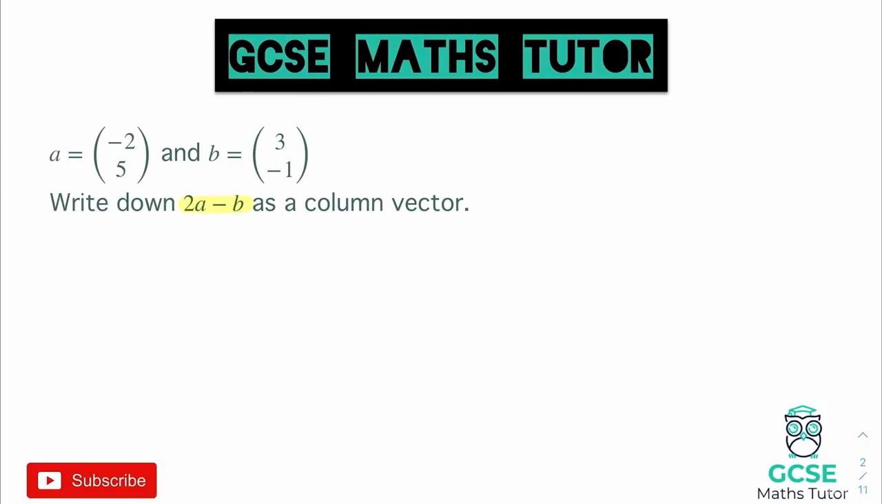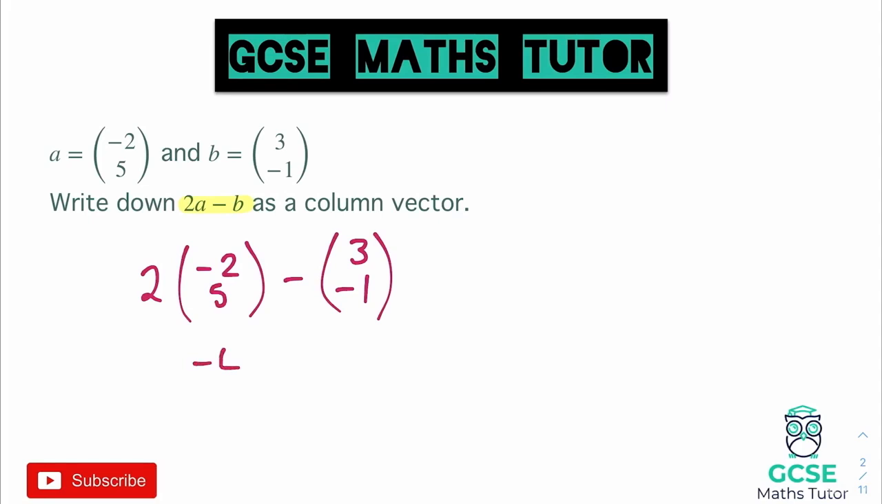So we're going to do the vector 2A. So let's do that one to start with. We've got 2 lots of, and then we have minus 2 and 5. And we're going to take away from that vector B, which is 3 and minus 1. Okay, let's sort out this 2 lots of vector A to start with. So doubling both of those, we have minus 4 over 10. Okay, so just doubling those, and we're going to take away this 3 over minus 1. Now we're going to deal with the top numbers to start with. So let's just think about this numerically.